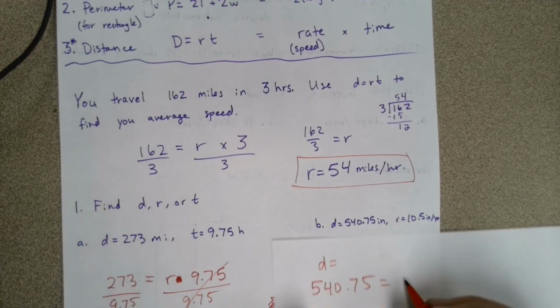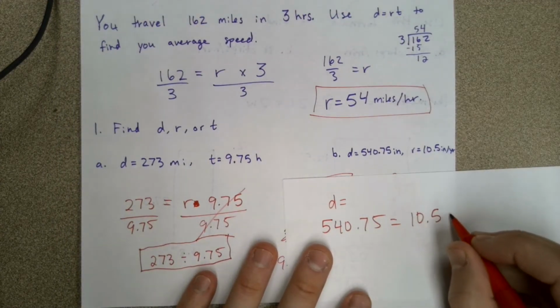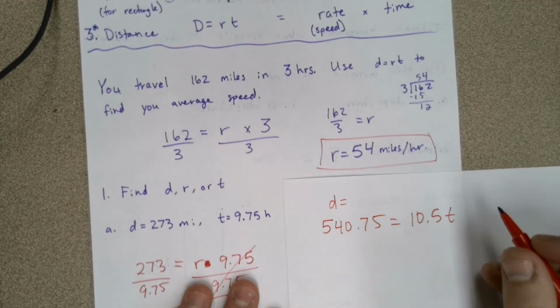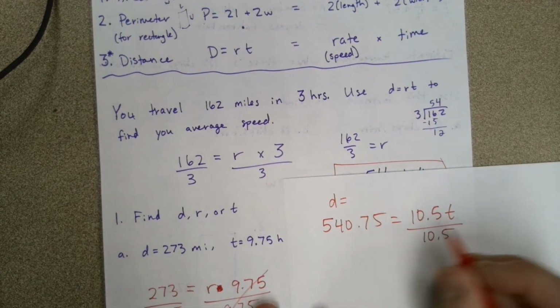Our rate, they tell us this time instead of our time. So looking at our formula, we're going to plug that in for rate, 10.5. And time we do not know. How do we get t by itself? Divide each side by 10.5.